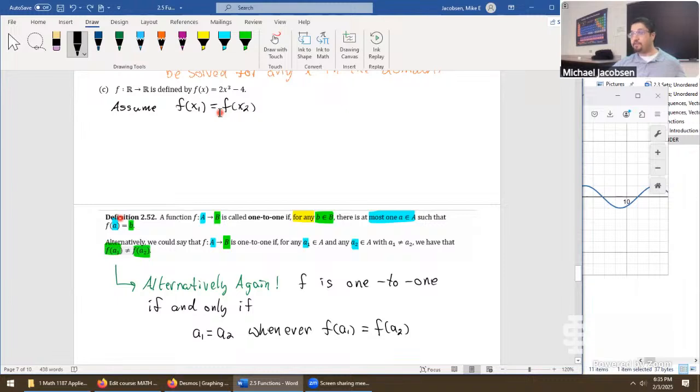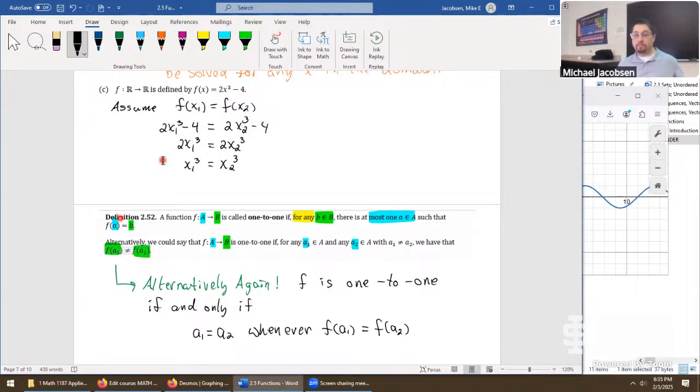So we start by assuming function values are equal. We use the mapping to say that means 2x1 cubed minus 4 equals 2x2 cubed minus 4. So all I've done is plug x1 into this location on the left-hand side, x2 into this location for the right-hand side. Our goal is to show x1 equals x2, and that's actually possible in this one. Add 4 to both sides. 2x1 cubed equals 2x2 cubed. Divide by 2, x1 cubed equals x2 cubed.